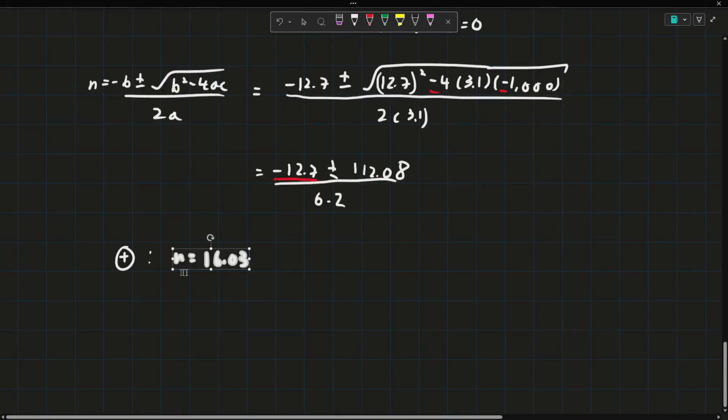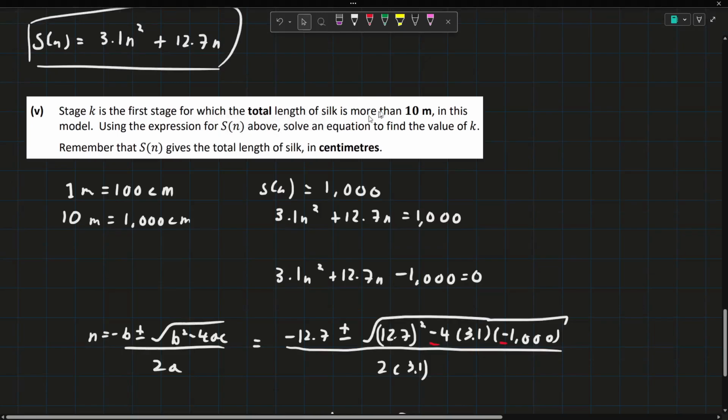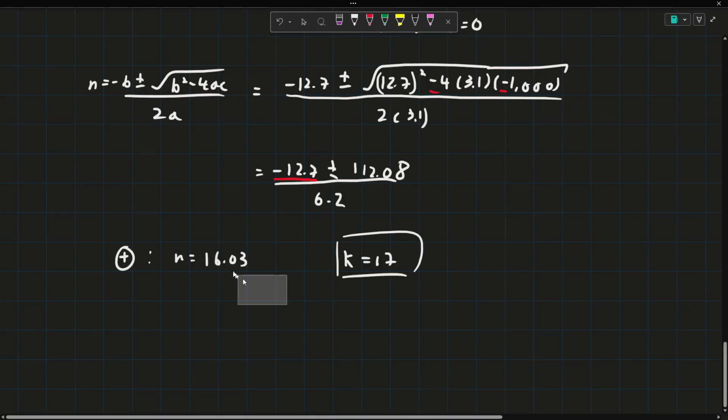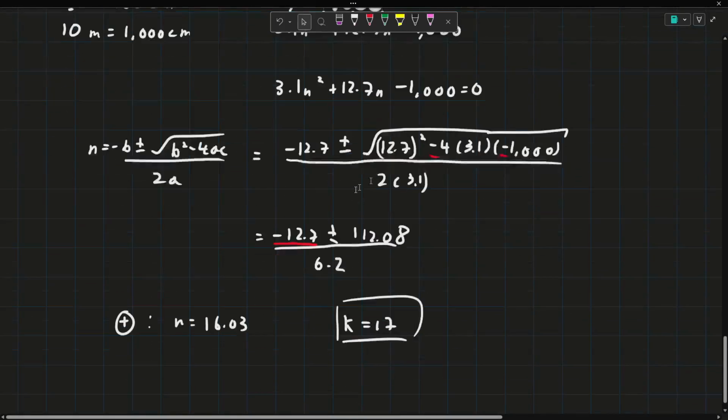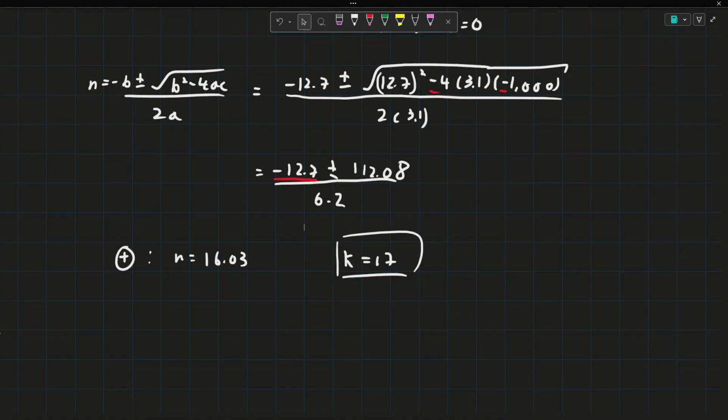So that means when n is 16, it's going to be slightly under 1,000, and you can plug in 16 yourself, and you'll see that it's slightly under 1,000. So that means the first value for which it's over 1,000 will be 17. So k is equal to 17. So again, we know it's 16.03. If you plug in 16, you'll see it's slightly under 1,000, which means that the first one where it's over 1,000 will be k equals 17.